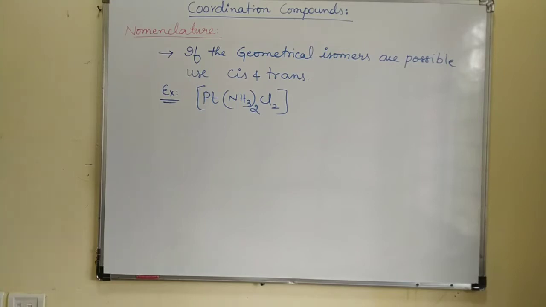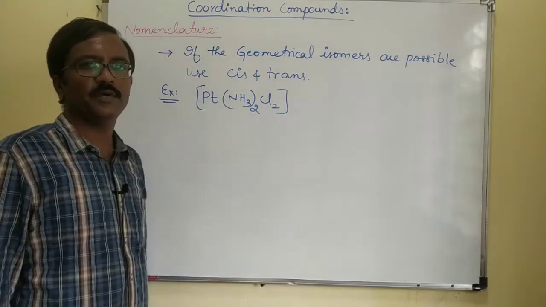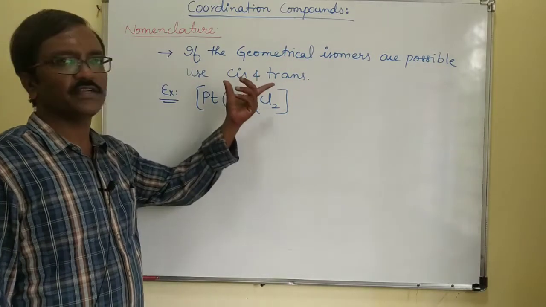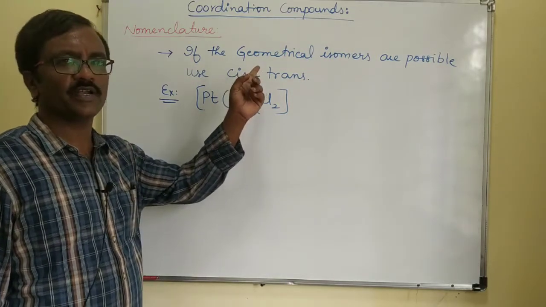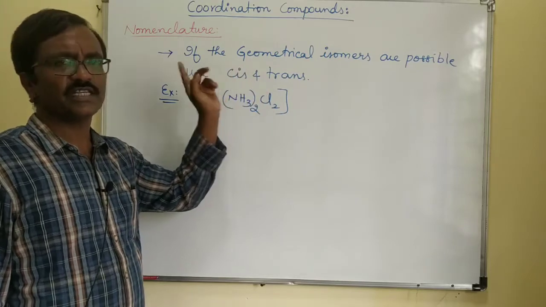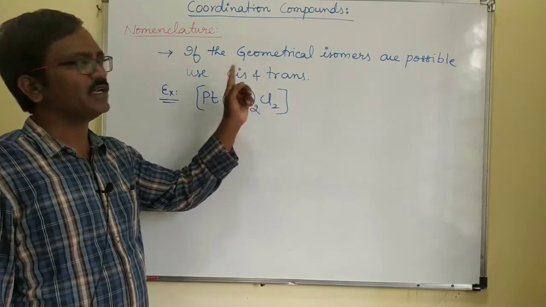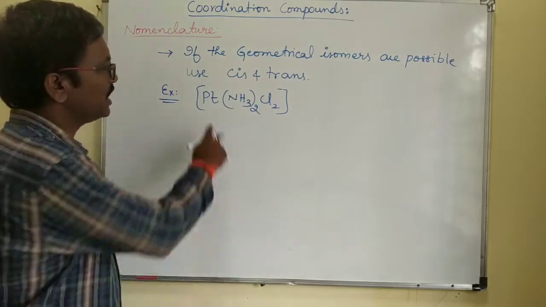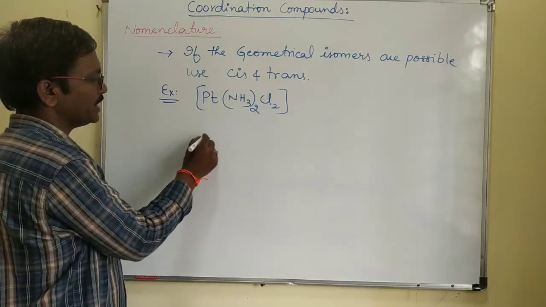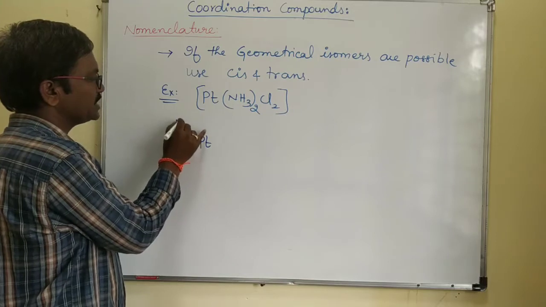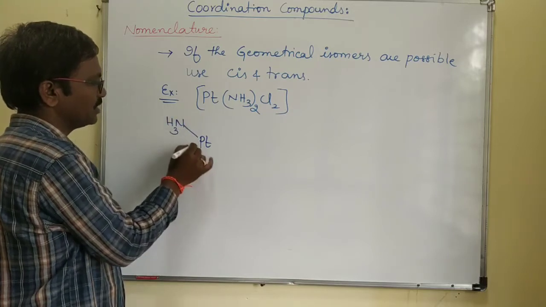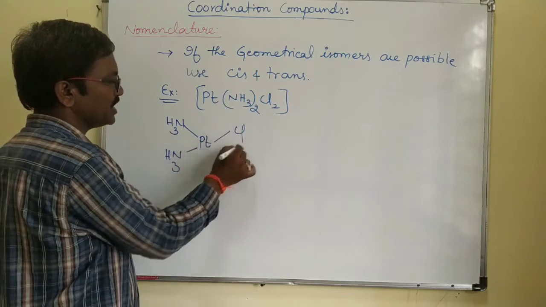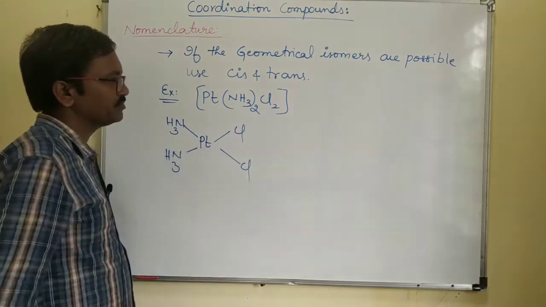If geometrical isomers are possible, which you have studied under isomerism, you have to use cis and trans. They have taken one example, platinum. If both NH3 are on the same side, NH3, Cl, in this case it is a cis complex.